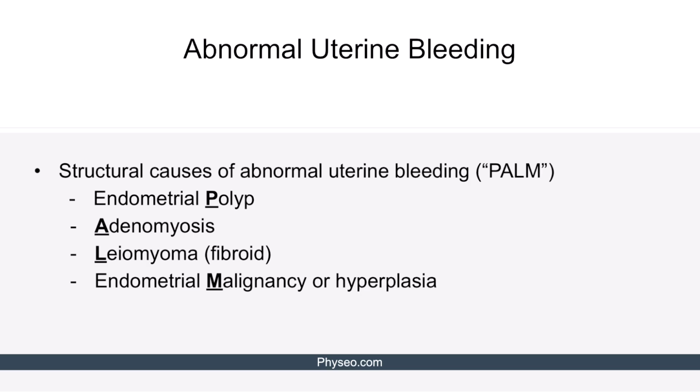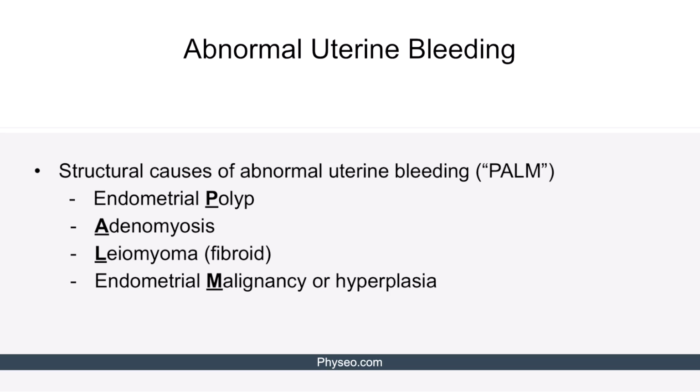A leiomyoma, also known as a fibroid, is a benign, smooth muscle tumor of the uterine myometrium. And when you think of myoma, you can think of myometrium. And so if you're trying to remember what type of tissue that is, just remember this is myometrium. So it would be smooth muscle. So a leiomyoma is a benign, smooth muscle tumor in myometrium.